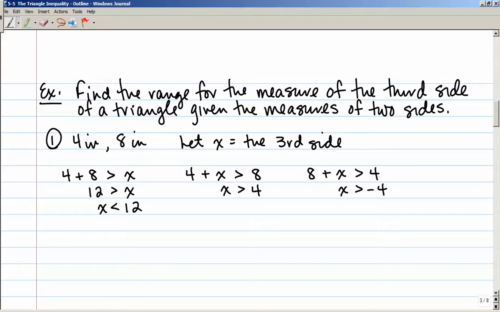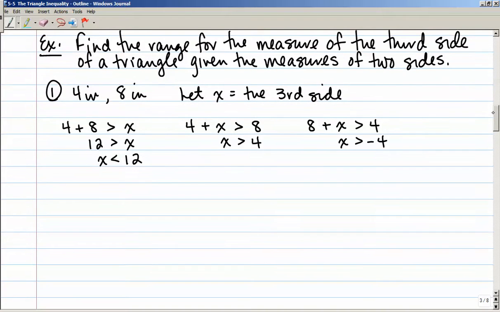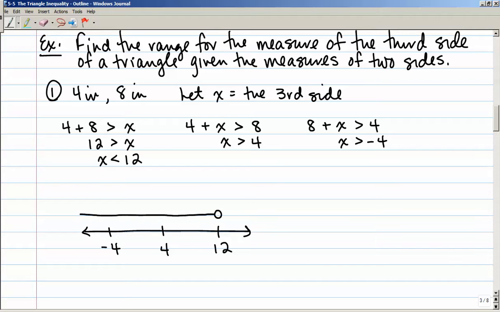Now we need to put all of these inequalities together into one statement, and the easiest way that I've found to do that is to graph each of these on a number line, which really isn't too difficult. I'm going to start it a little bit lower here. And I need to put those three numbers on there, negative 4, 4, and 12, and it doesn't really matter as long as you get them in the right order. So my first inequality says x has to be less than 12. So there's a graph of x is less than 12.